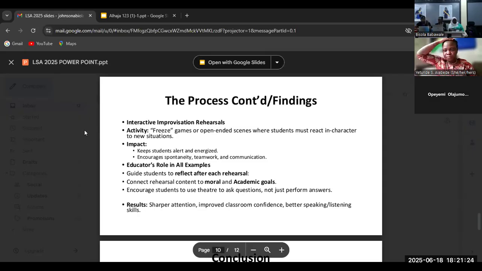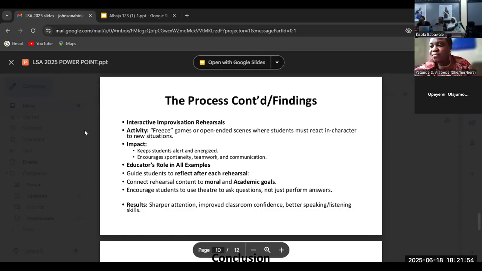Okay, so we have these three stages. And what is the impact of these three stages? Students are alert and they are energized. It encourages spontaneity, teamwork, and communication. You can't be in theater and be on your phone. It's not possible. Why? Because this rehearsal process helps to shape you from the 100 level down to your 400 level.